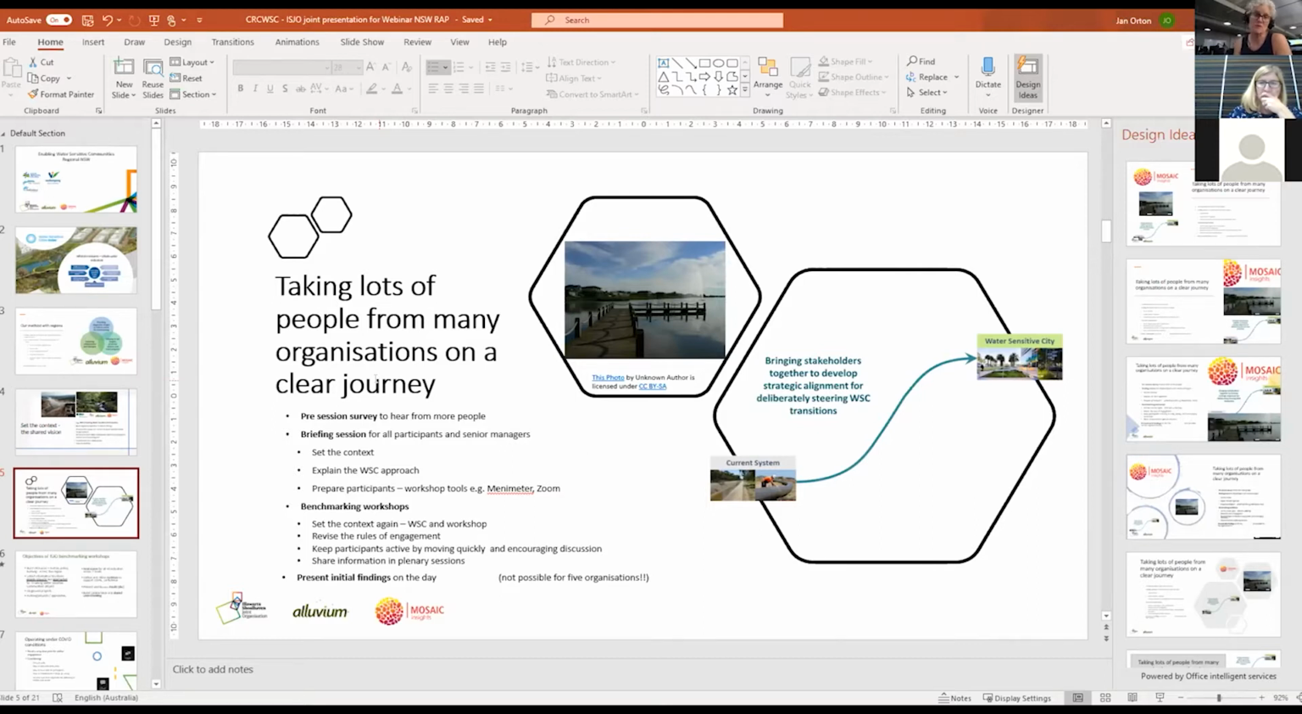And then those people who were attending the workshop had a bit more time to actually think about those indicators and write down some justification. Then we had a briefing session, and as for the process, we had the briefing session for all participants in the workshop, as well as any senior managers who needed to get a bit more of an idea of why this was an important part of their journey.